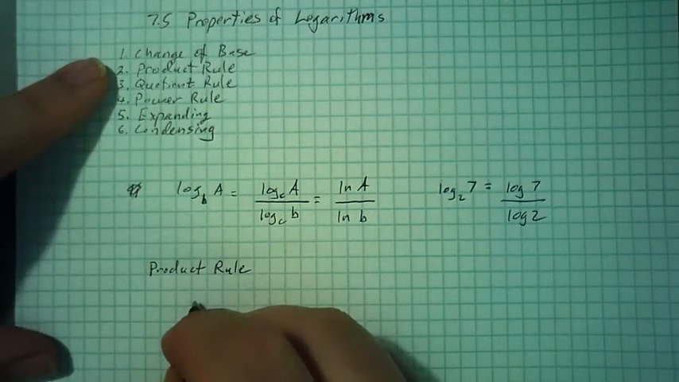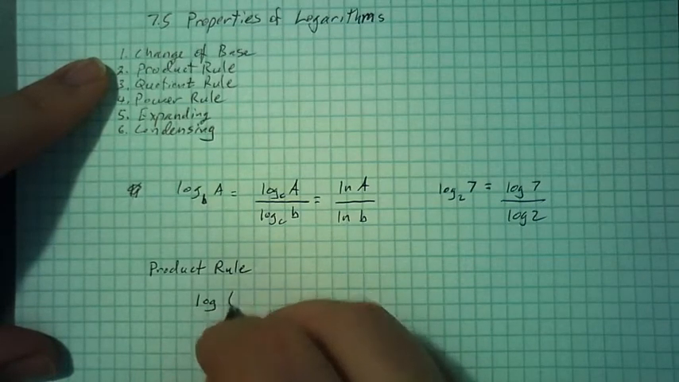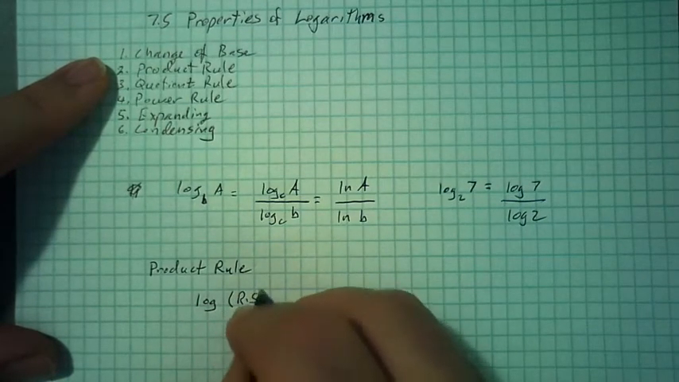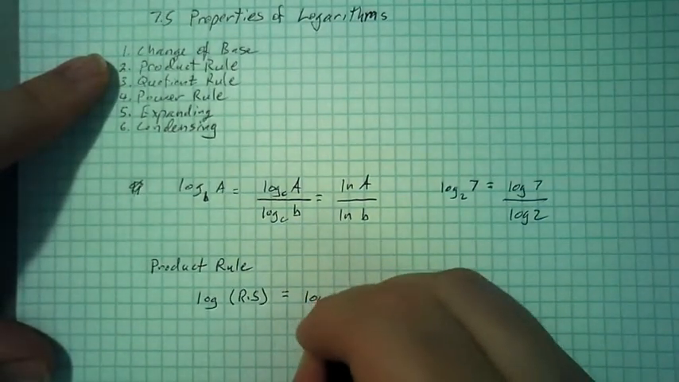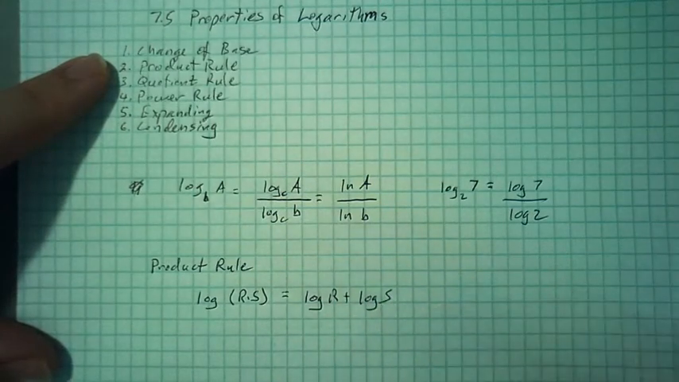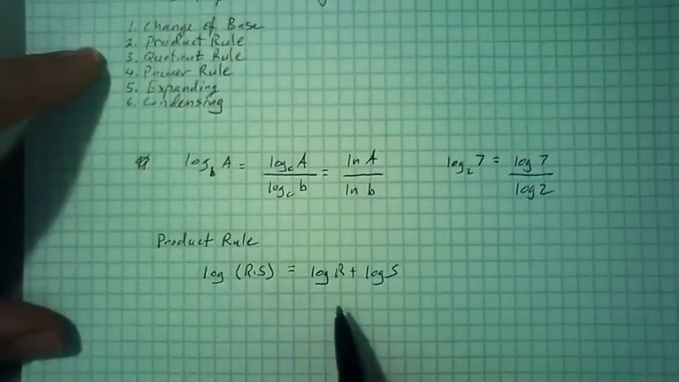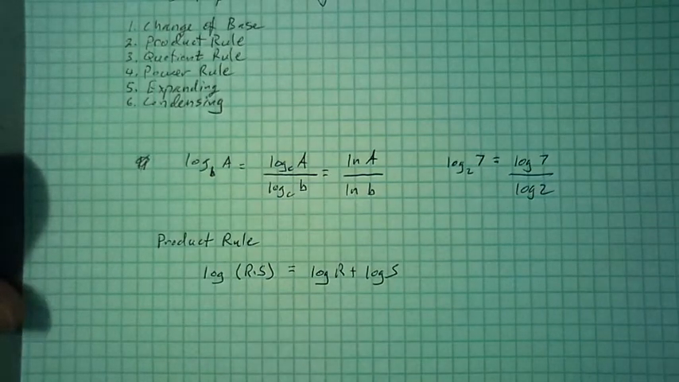Now, the product rule says that the logarithm of a product, r times s, for example, is equal to the sum of the individual logarithms. And that has to do with the way that we add exponents together when we multiply powers with the same base. I said I wasn't going to do that.